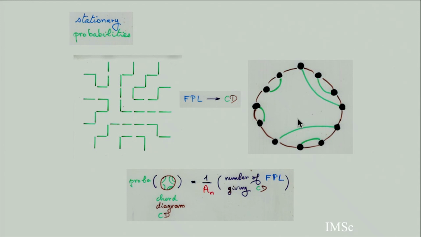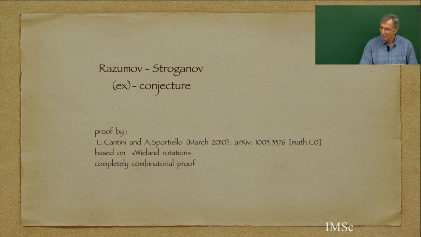So if you prove this, this is equivalent to the Razumov-Stroganov conjecture. You do that thing with equal probability. Yes, each time you do it with equal probability. After a big amount of time, the probability to get a particular diagram like this is exactly 1 over the total number of Alternating Sign matrices multiplied by the number of FPL which give an explicit fixed core diagram. And this was solved by Cantini and Sportiello in a very beautiful proof, a totally bijective proof, completely bijective.